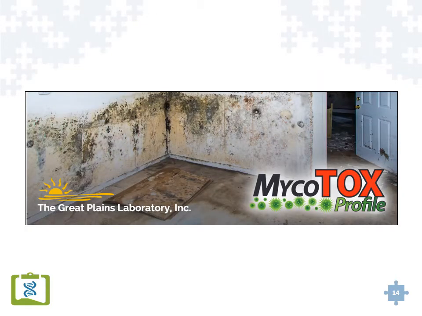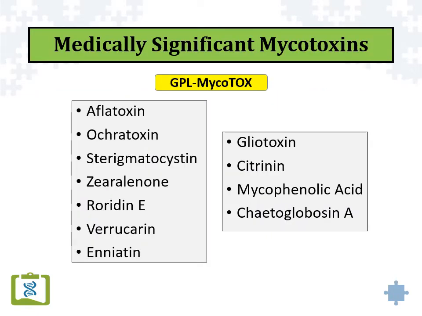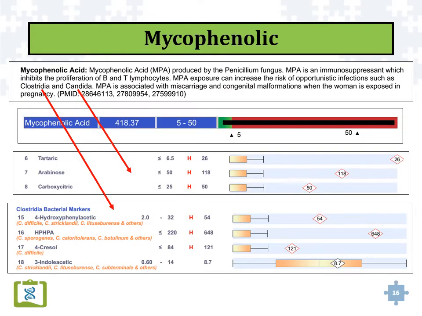Great Plains Laboratory has a mycotox profile. This is a urine profile. And the current version looks at 11 different mycotoxins from a number of different molds. So it looks at Aspergillus, Penicillium, something called Fusarium mold, Stachybotrys, for example. One of the other mycotoxins that you'll often see on the mycotox profile is this mycophenolic, which comes from Penicillium mold.